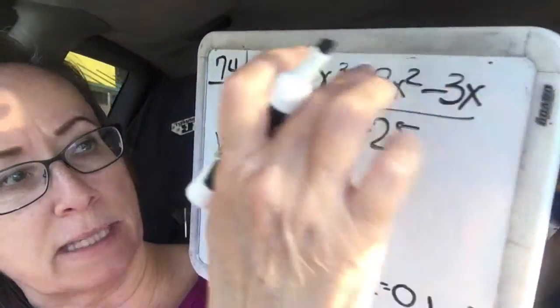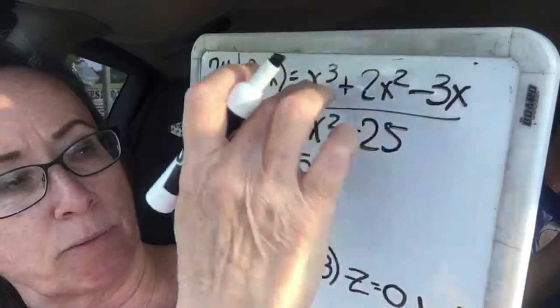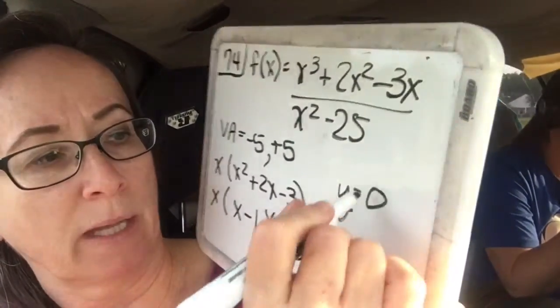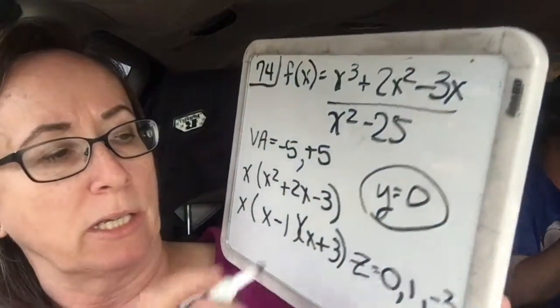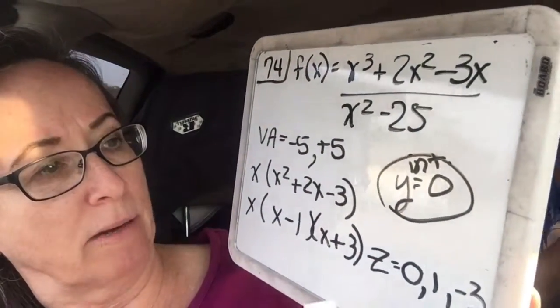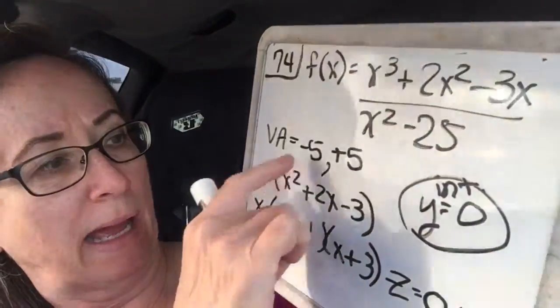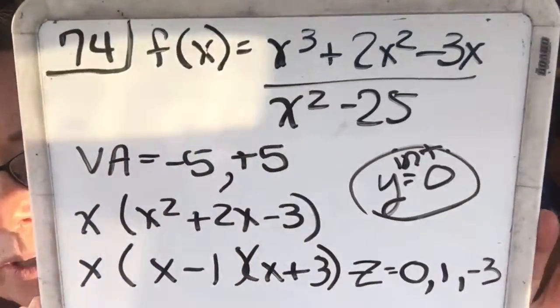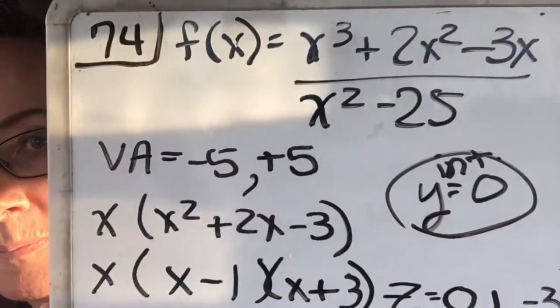My y-intercept, remember when x goes to 0, my y-intercept is 0. So that's a piece of information that I need to put in there. And I have zeros, and I have my y-intercept, I have my vertical asymptotes. So now there's that board. Go ahead and get that one down.